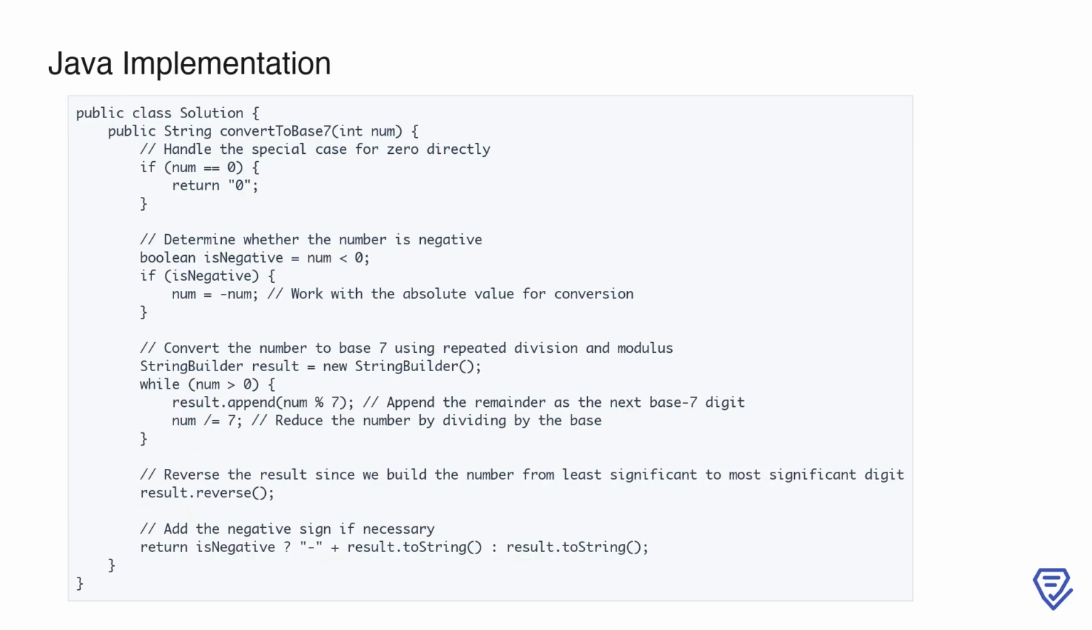This is the Java implementation of the base 7 problem, LeetCode number 504. The logic mirrors the Python implementation, with key differences such as using a StringBuilder to build the result and explicit type declarations for variables. The method handles both positive and negative numbers, as well as the special case of 0. The conversion is achieved through repeated division and modulus operations, and the final result is reversed to ensure correct digit order.